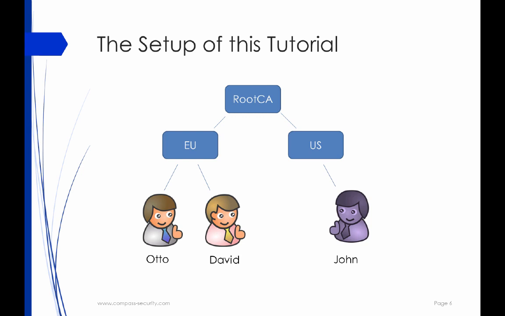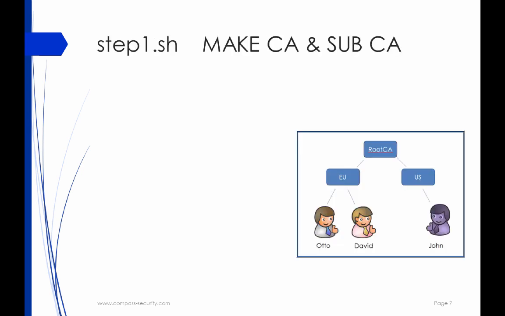The setup of this tutorial is based on a root certificate that is self-signed and two Sub CAs, or intermediate CAs, the EU and US, with several users: Otto and David belonging to the EU CA and John to the US. You will find a script name on the left side of the PowerPoint slides, in this case step1.sh. It will make us the root CA and the CSRs, certificate signing requests, for the two sub CAs.